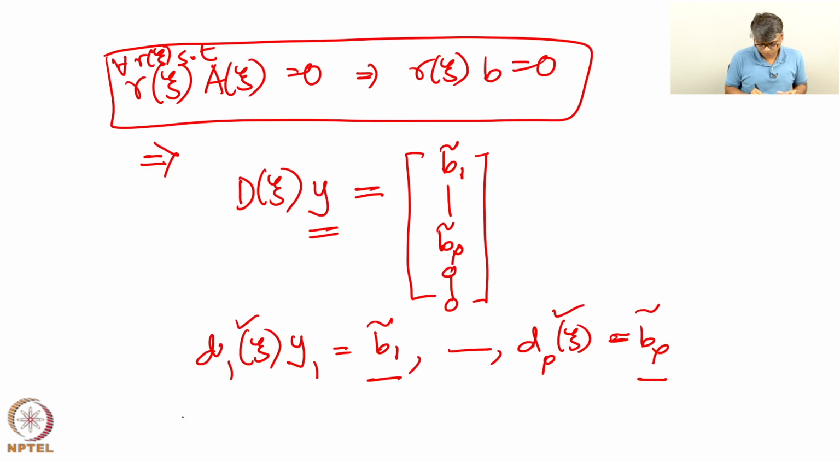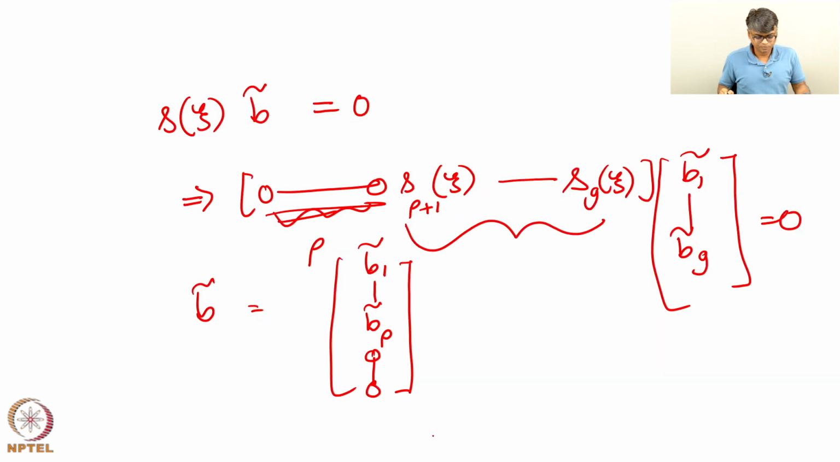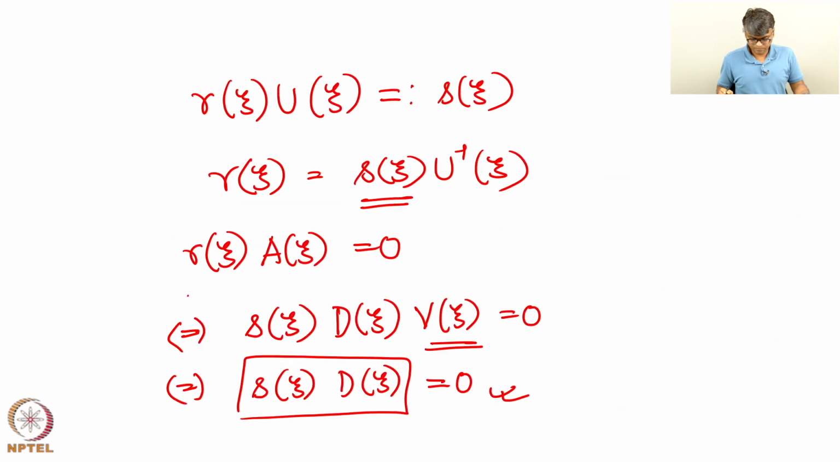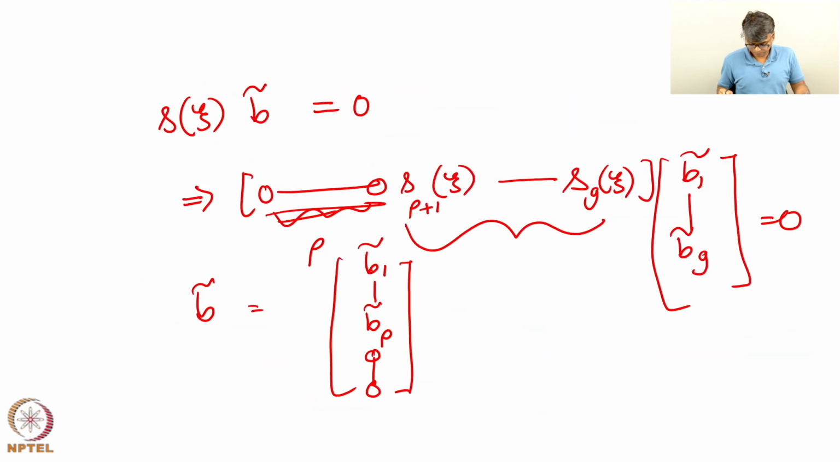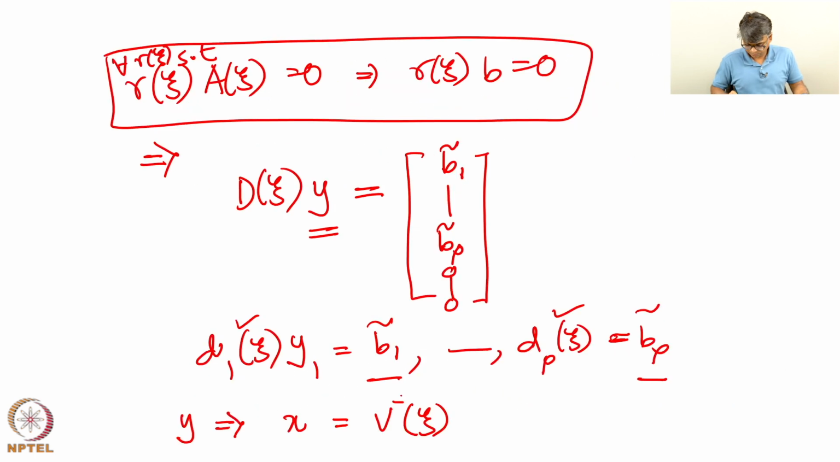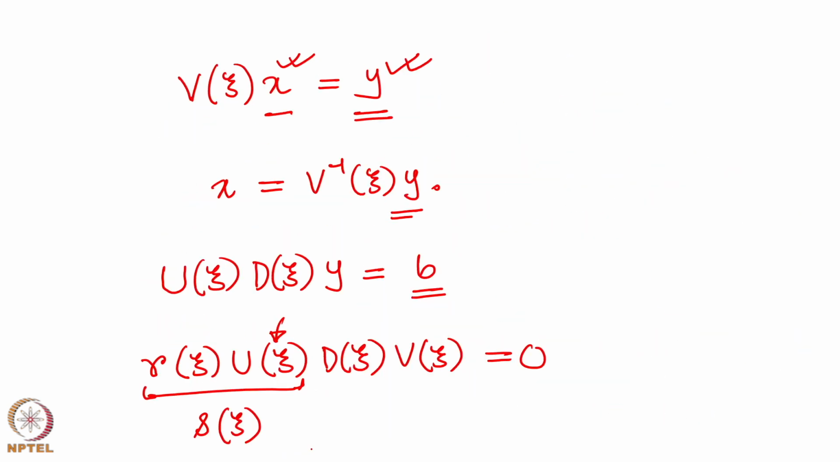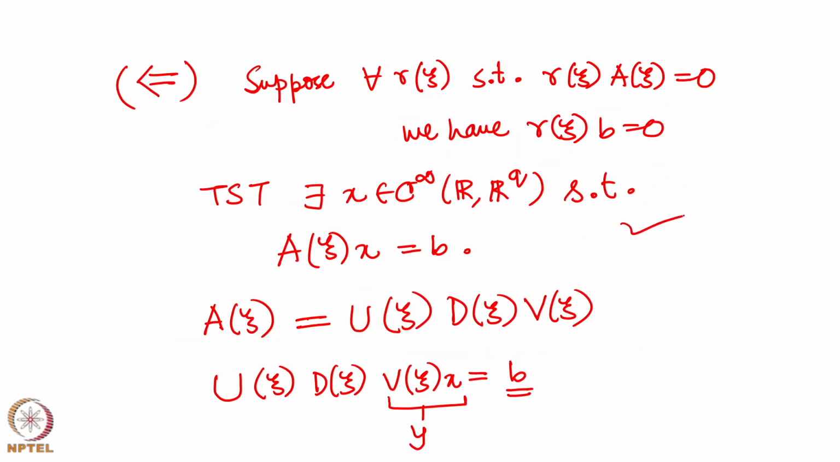The moment we have a solution y, we have a solution x. Just take x to be equal to, what was it, v inverse, right? Yes, x is v inverse xi y. Just take v inverse xi y and we have a solution x. That's what we wanted. This is what we wanted to show, right?